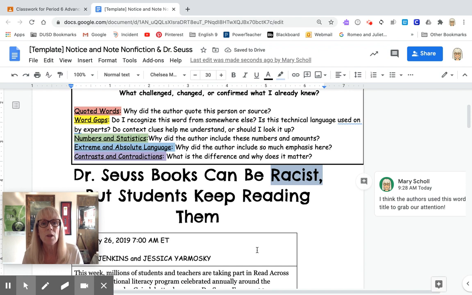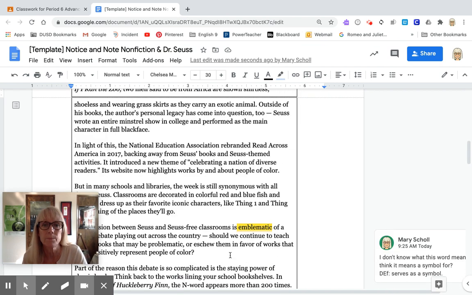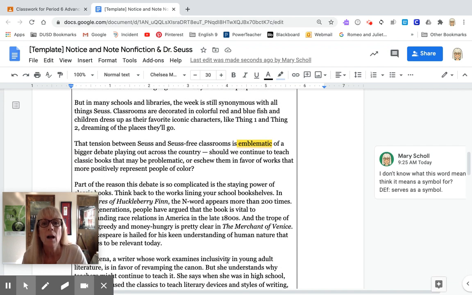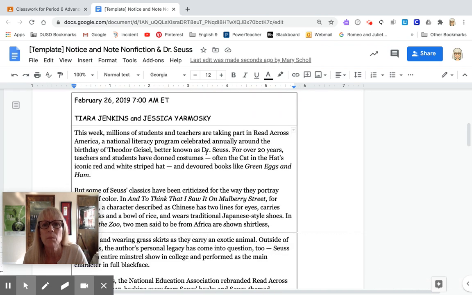We have one more, contrast and contradictions. And I'm going to be honest with you, this is the hardest signpost to identify. And if you want to use mine, you can. The other ones I'd like for you to find your own, but this one, the contrast, the easiest one to see in this article is the tension between Seuss and Seuss-free classrooms. And we were supposed to highlight that in purple.